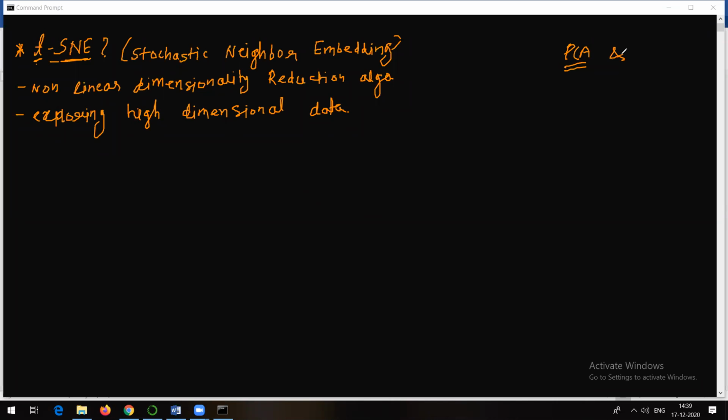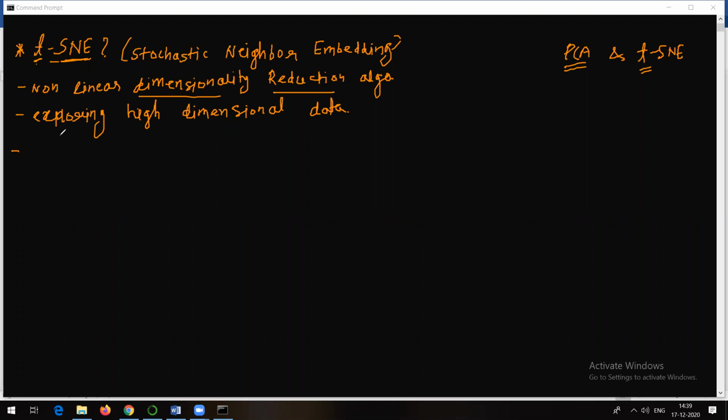So should one make use of PCA or t-SNE? The purpose of both algorithms is actually the same, that is nothing but dimensionality reduction. The purpose is the same, but which one to make use of? Let's talk about that later on. But first of all, let's see what this t-SNE actually is, what mathematics is involved behind it, and what the steps can be to carry out or implement this t-SNE algorithm.